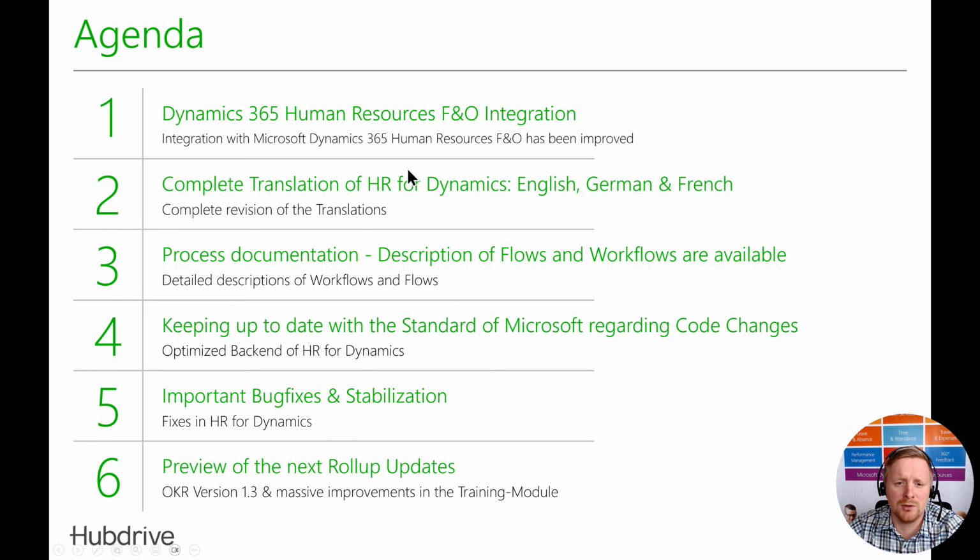First, I will show you how to find the documentation regarding the F&O integration. I will talk about the complete translation of HR for Dynamics. That means we reworked the translation of English, German, and French. In that rollup, we did a complete process documentation, a description of the flows and workflows we have in our solution. We did a lot of work in back-end programming, keeping up with the standard of Microsoft.